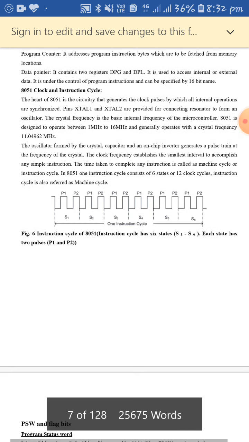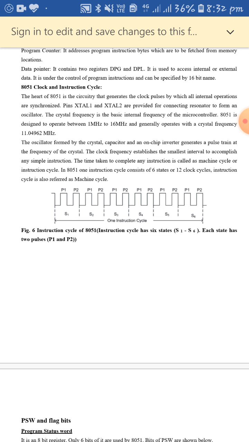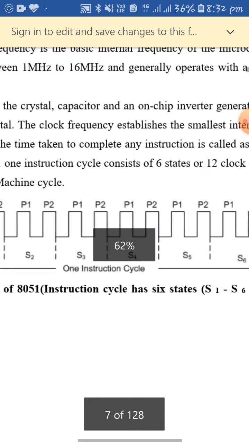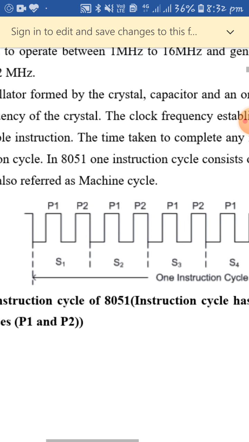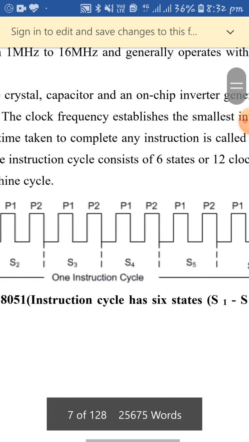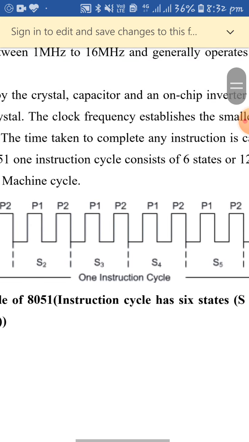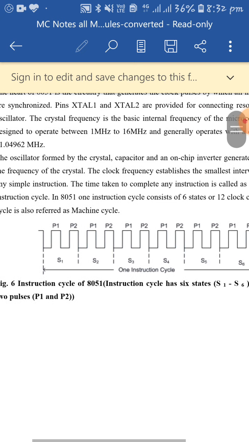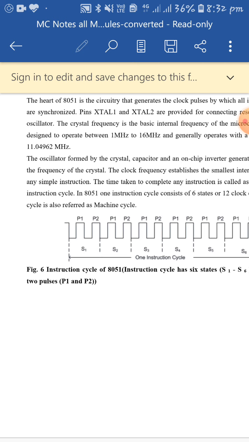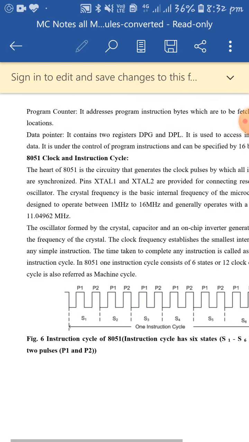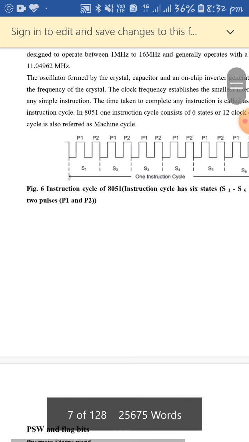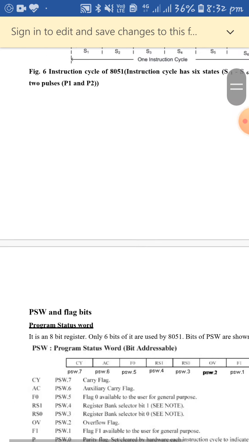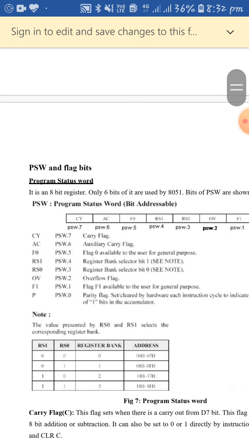If you consider one instruction cycle, it has a total of 6 states and each state has 2 pulses, as you see in the diagram. Here state S1 has 2 pulses, and like that you have a total of 6 states, each with 2 pulses. Using this we can measure the speed of every instruction, within how much time it is going to execute. This is known as the 8051 clock and instruction cycle. Now next we will study PSW and flag bits.